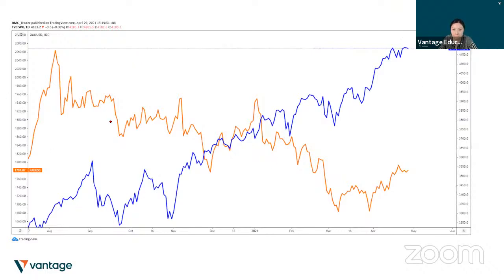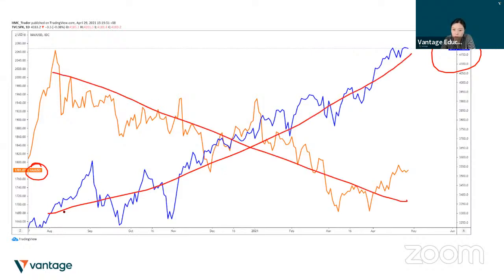Here we have our gold. Gold is usually one of the commodity pairs or precious metals that we use to go against our USD, right? So in this case, we are using our SPX. You can see that they are negatively correlated, right? Because one is going up and one is going down. But the correlation is not that strong because they are not moving in tandem, meaning they are not moving exactly the same way. But overall, you can see that they are going in the opposite direction.